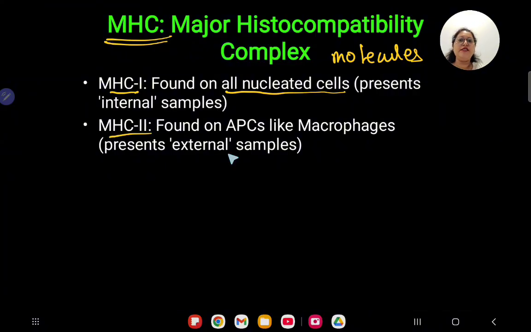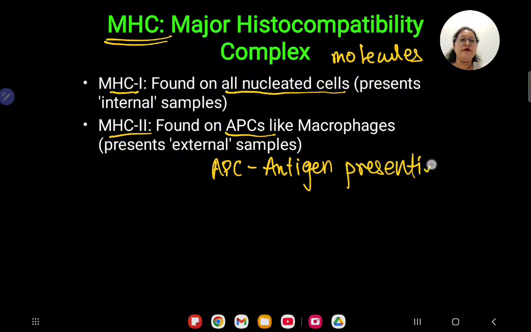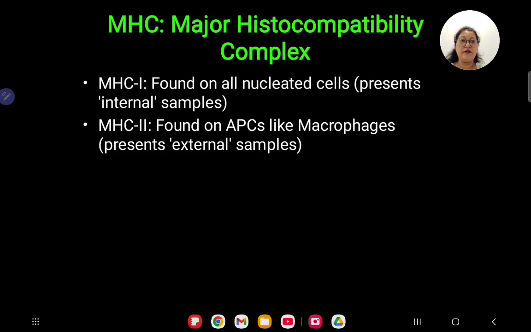Then you have MHC2, which you find on APCs, which are nothing but antigen presenting cells, like macrophages. This ensures that the body knows that there is some foreign material that has entered, a foreign pathogen has entered. Why is this part significant? You will understand it in the next slide. Why we need to know this part.